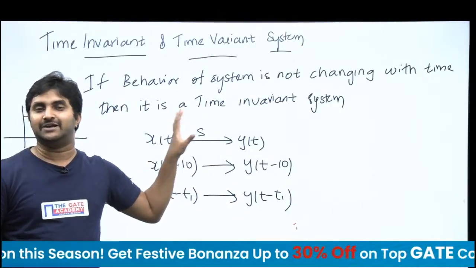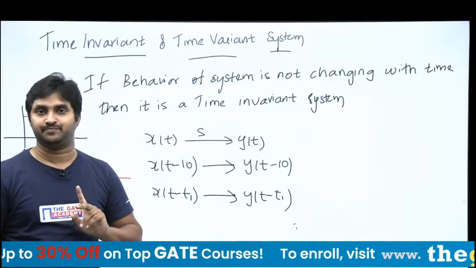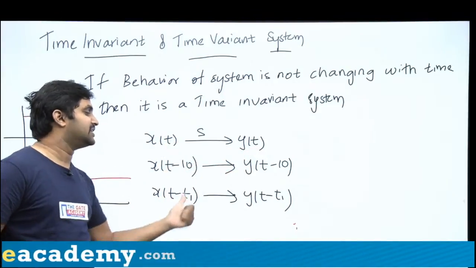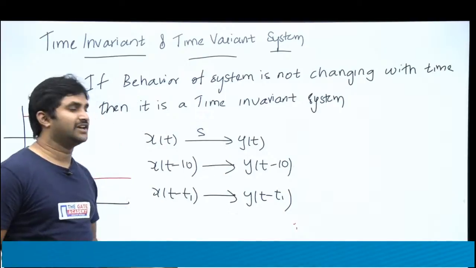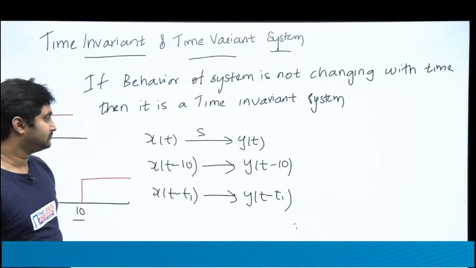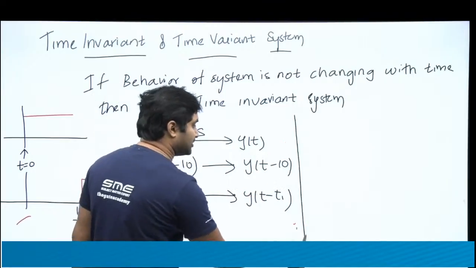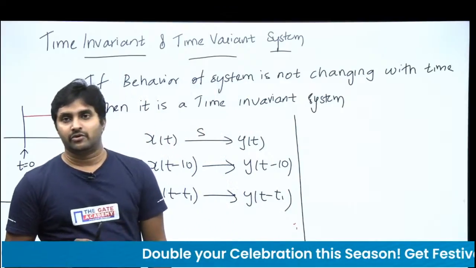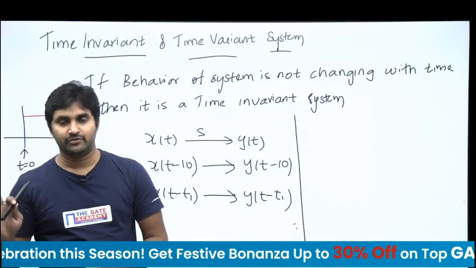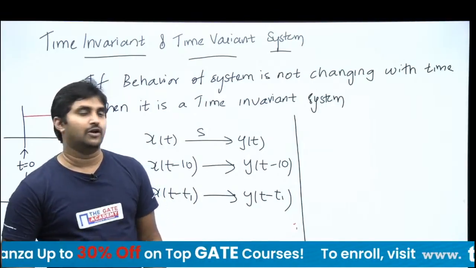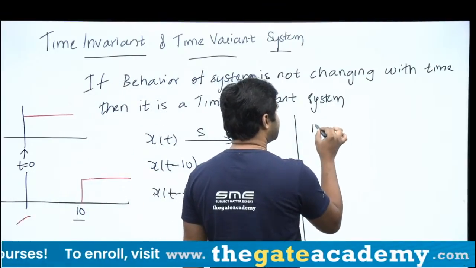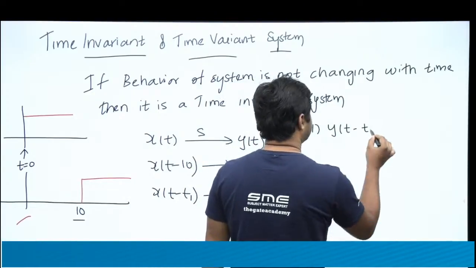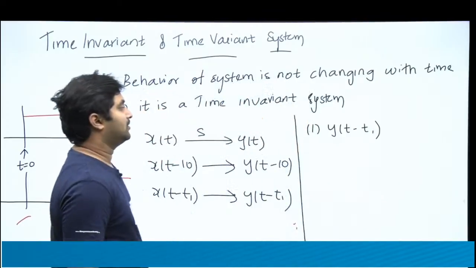From an understanding point of view, the behavior of the system does not change. If x of t leads to y of t today, after 10 days the same x of t has to lead to y of t. Now there is a simple process of doing this. Whenever you want to find whether it is a time invariant system or not, you will follow a very simple process. First, you will find out what is y of t minus t naught, or t1, whatever it is.